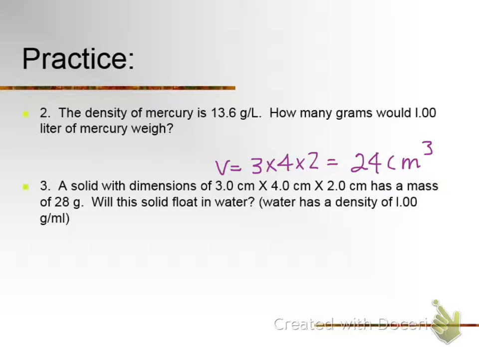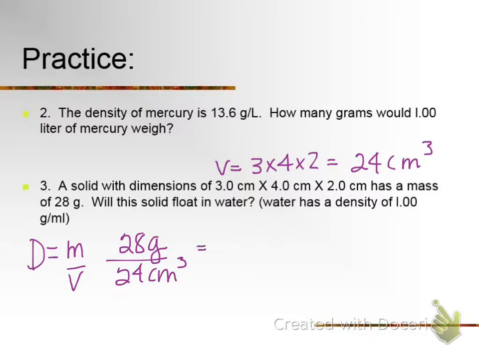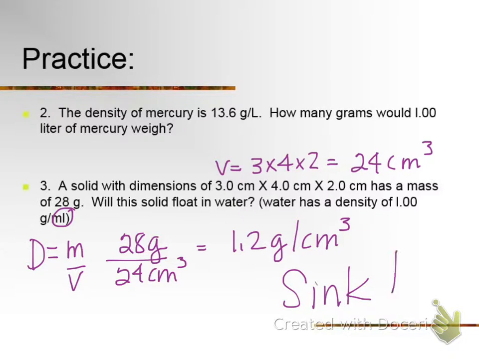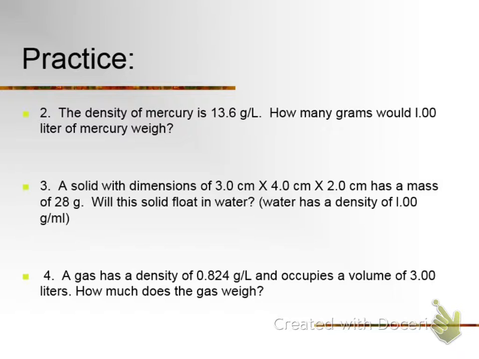Now we're going to do our density: density is equal to mass over volume. So we're going to say 28 grams divided by 24 centimeters cubed, and that's going to give us 1.2 grams per centimeter cubed. And remember, milliliters is the same thing as centimeters cubed. So the density of water is 1 gram per centimeter cubed, so this would in fact sink because it is heavier than water, or more dense than water.